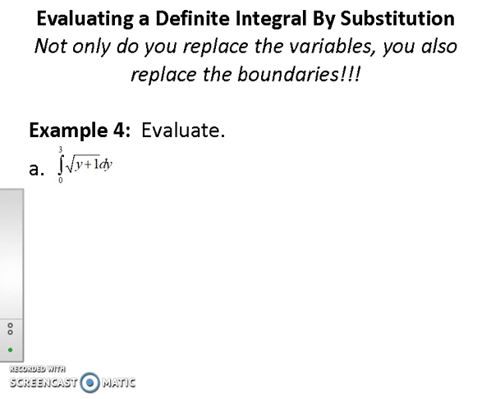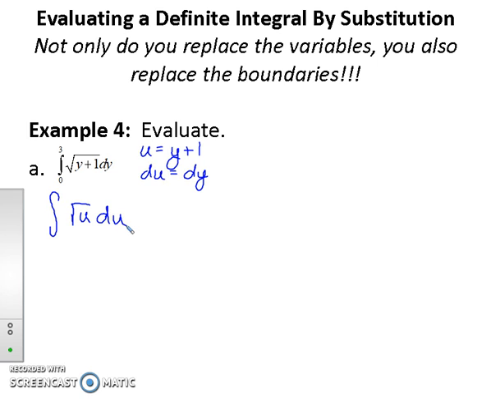And they're not any harder, they're just a little bit different because of the boundaries that are on them. So I'm just going to jump right into example 4, problem A, and go from there. I'm going to start it the same way I've been doing all the others. I think my inside function there is y plus 1. So u is going to be y plus 1, which makes du 1 dy. So this is a real simple change to just square root of u du.